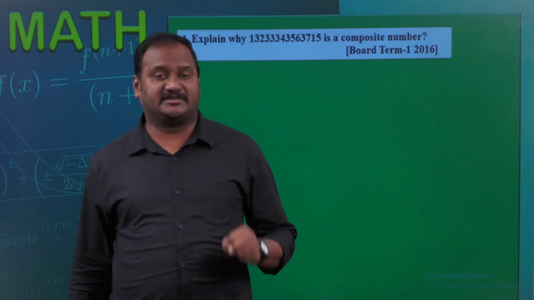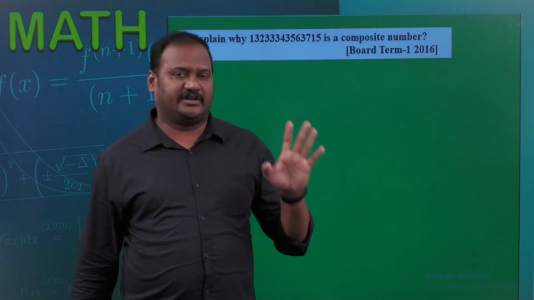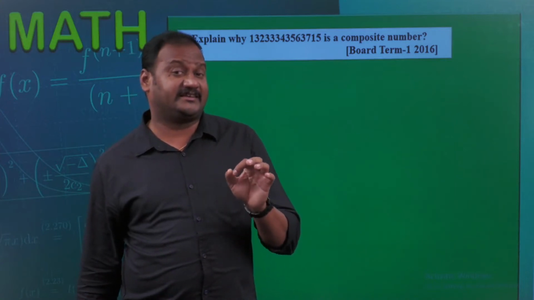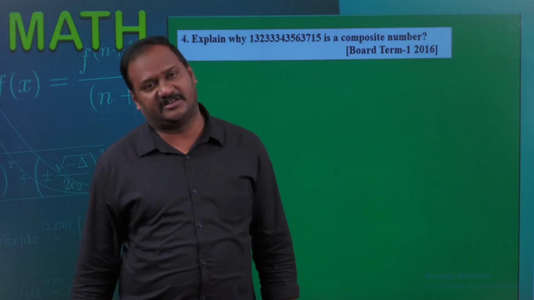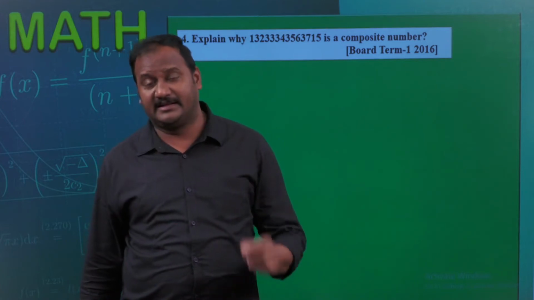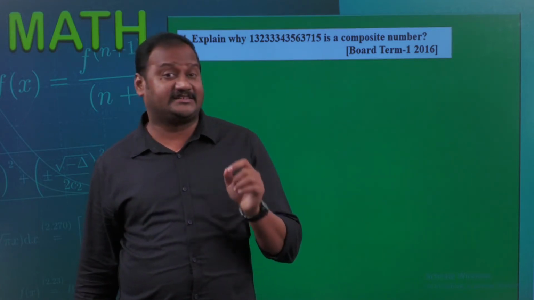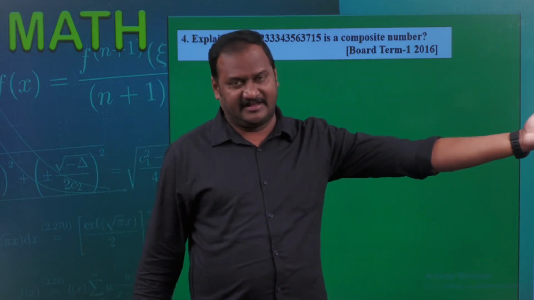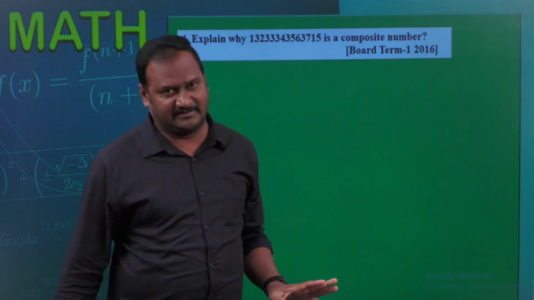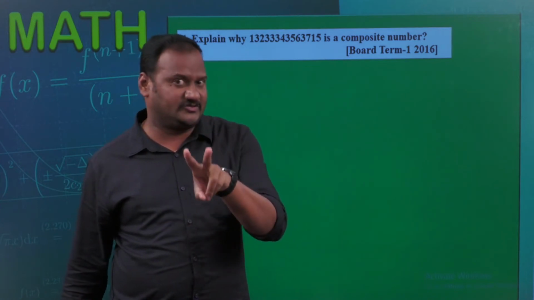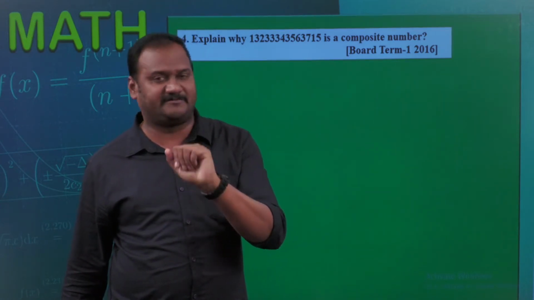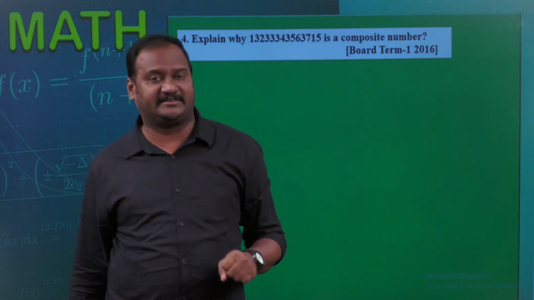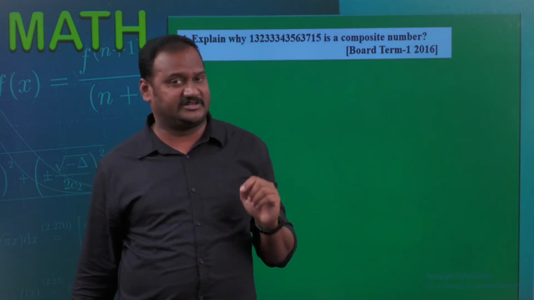What kind of numbers are composite numbers? According to the definition of a composite number, a number which has at least 3 factors is said to be a composite number. At least 3 factors means 3 or more than 3 factors, then that number is considered a composite number. Because if a number has exactly two factors, then it is said to be a prime number. So a number that has 3 or more than 3 factors can be considered a composite number.